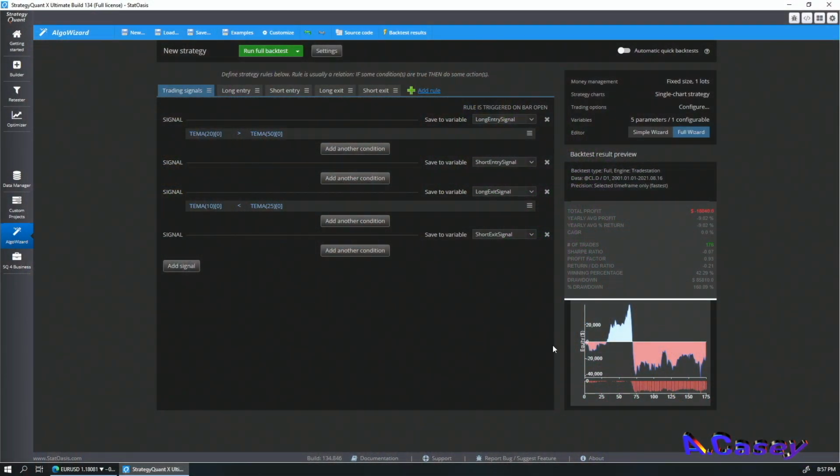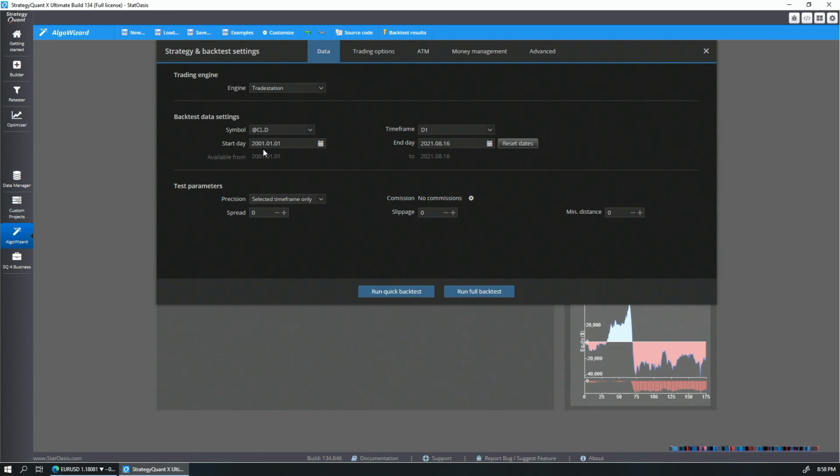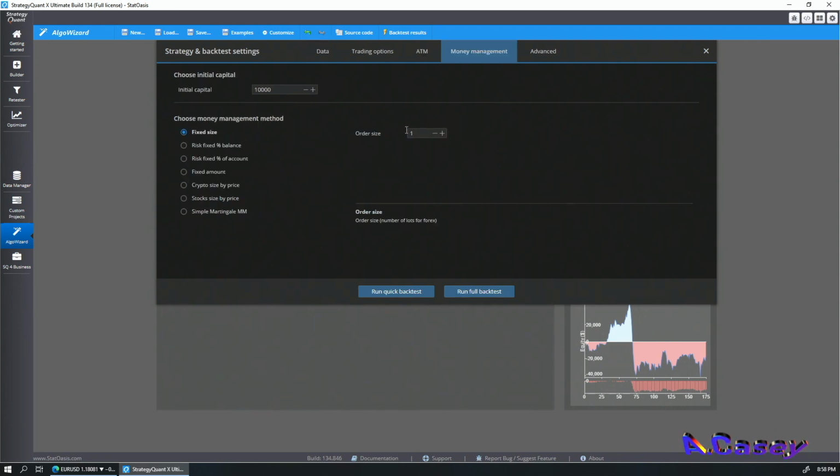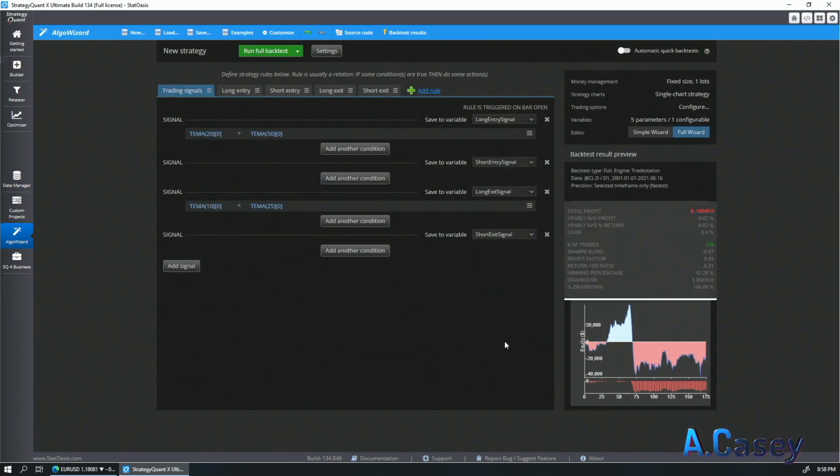So here I built a system where, when the 20-day moving average crosses above the 50-day moving average, we will go long. And when the 10-day moving average crosses below the 25-day moving average, we will go short. And we are trading crude oil since 2001 and one contract. Now, this is not a system. We are just comparing the moving averages together. And by the way, this is not a mistake.